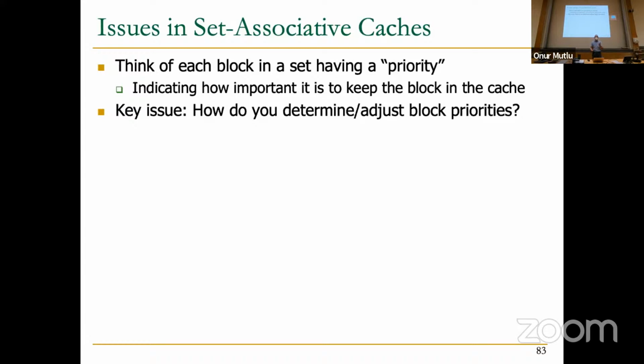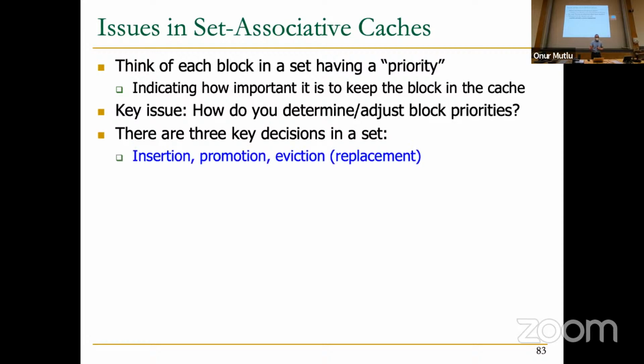So the key issue is how do you determine or adjust the block priorities? And why do you want to do this? Because there are key decisions you need to make in a given set. In a direct map cache, this doesn't happen. Well, in a direct map cache, it can happen in the way that, do I evict the existing block and put in the new block, or do I not do that? That's the only decision you can make. Whereas in a set associative cache, you have a decision of eviction. What do I evict? I have two things. Which one do I evict to make room for the incoming block, assuming that I'm going to cache the incoming block? So these are called insertion, promotion, and eviction, or replacement.